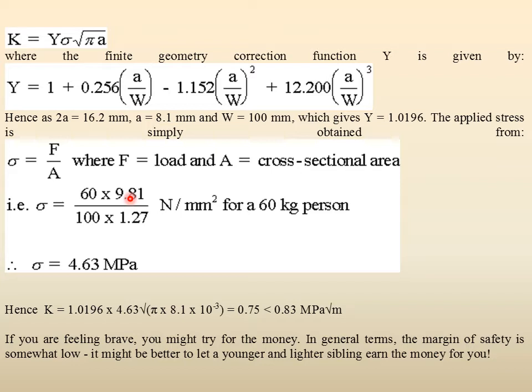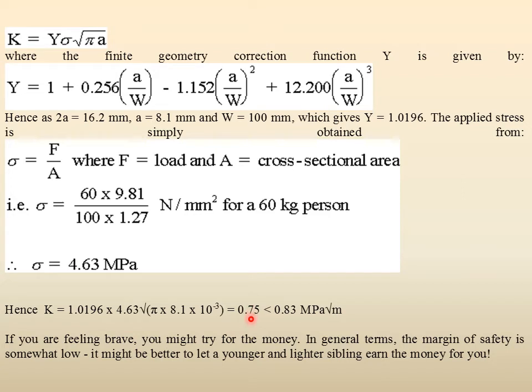So now you put those into the equation. Y value you put Y. For sigma you put this 4.63 megapascal. Root pi into a, where a is the given crack size. So you have found the K1 value. Now this comes out to be 0.75 megapascal.